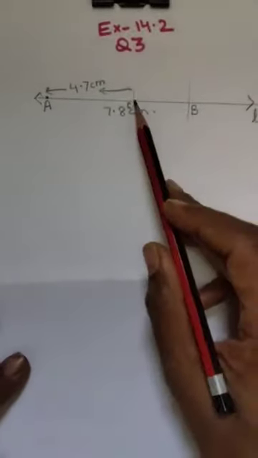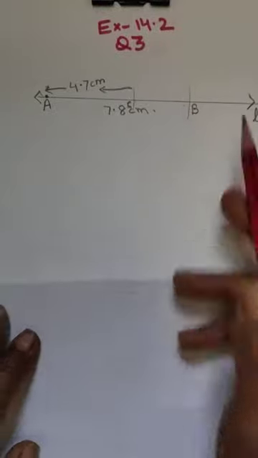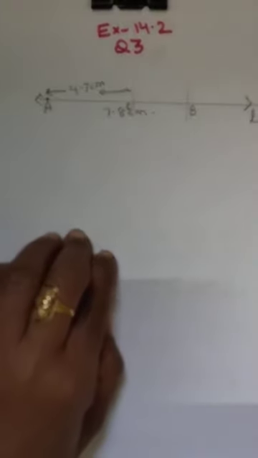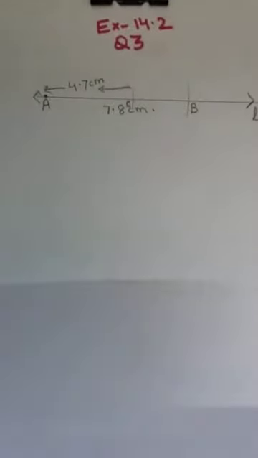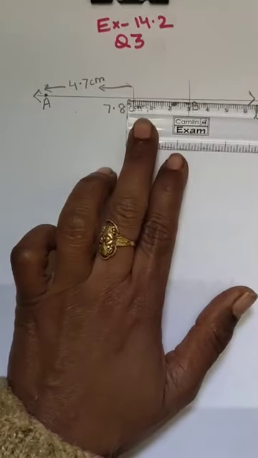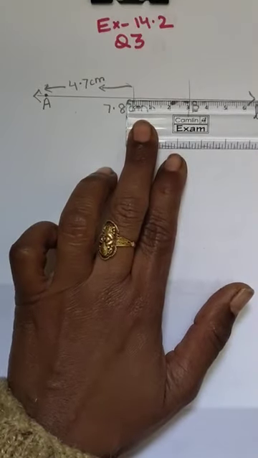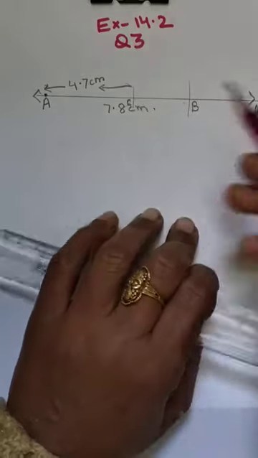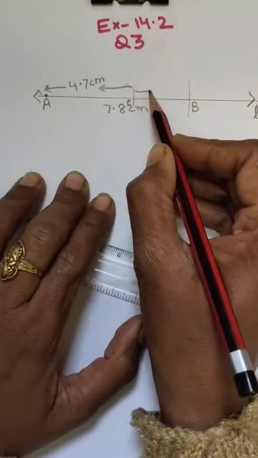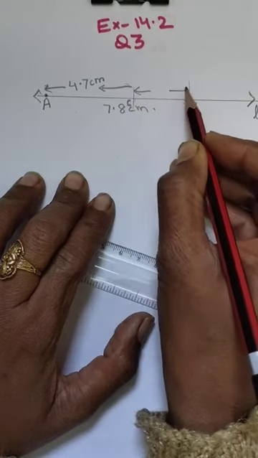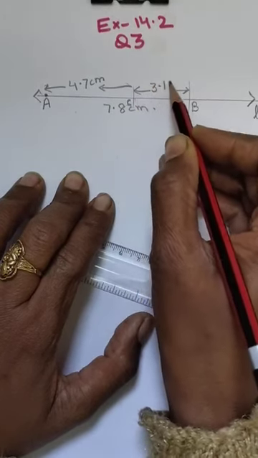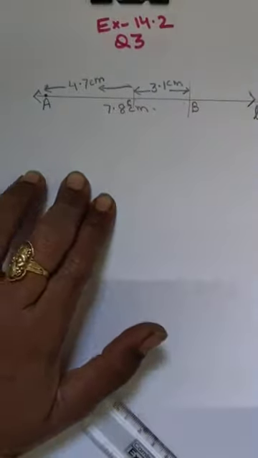You have to measure this BC. What is this BC? Measure it. Definitely it will be 7.8 minus 4.7. So it is 3.1. Let us measure also and check it. Yes, it is 3.1 centimeter. This is 3.1 centimeter. Understood?